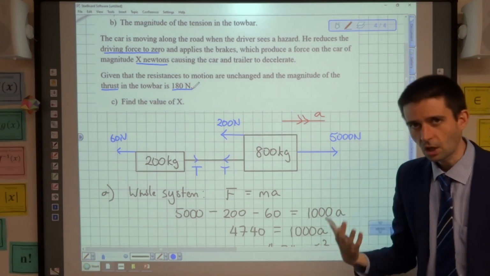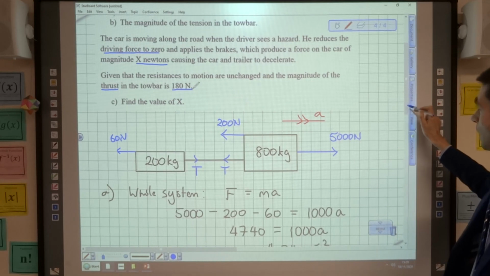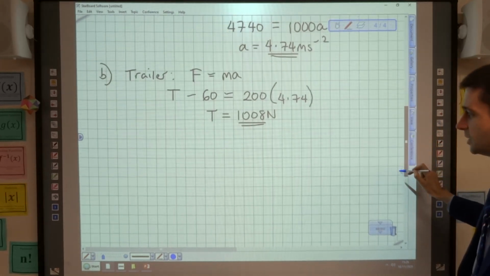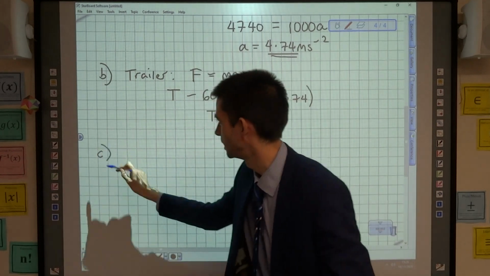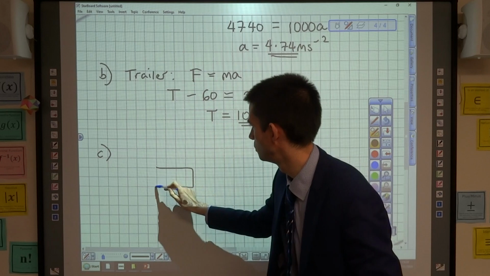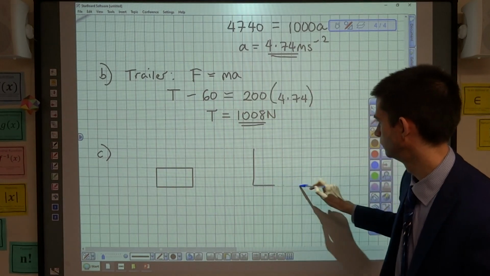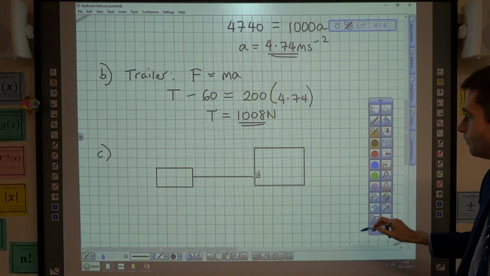Now, I would say new scenario, new system, new diagram. So I'm going to draw a whole new diagram for part C, because even though it's going to look almost identical, the forces have changed significantly. So I have my trailer, I have my car, I have my tow bar.